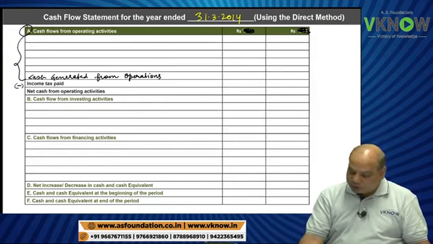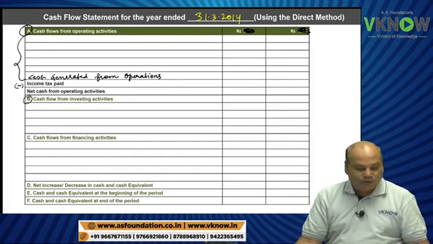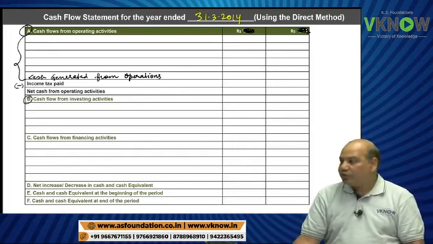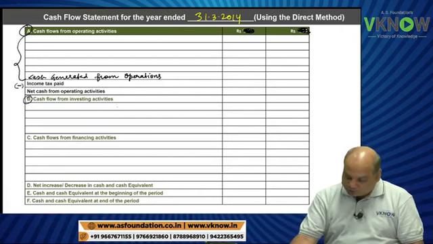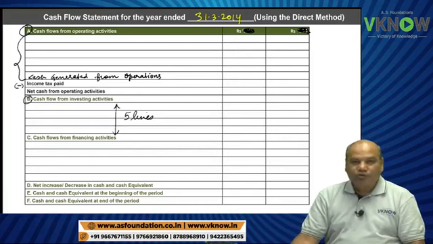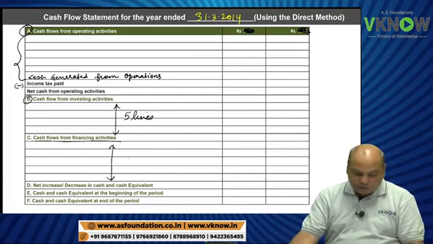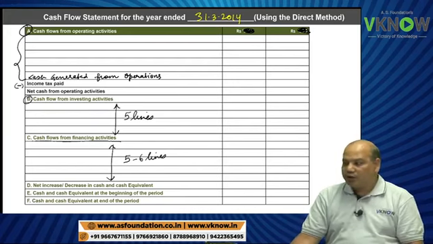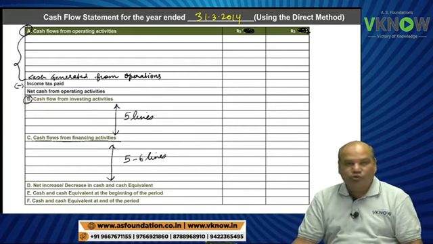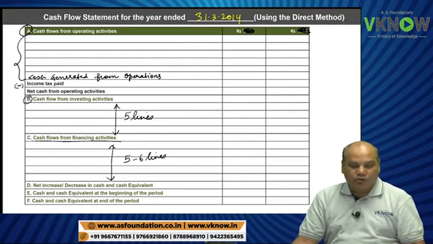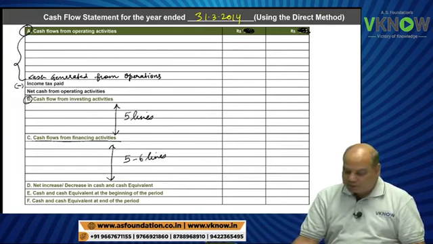After that, write down point number B, cash flow from investing activities. Everybody, 5 lines blank. Minimum. More than that, if you can afford. Then cash flow from financing activities. Keep 5 to 6 lines blank. First, we have to draw the format, then working notes, then we can solve easily.